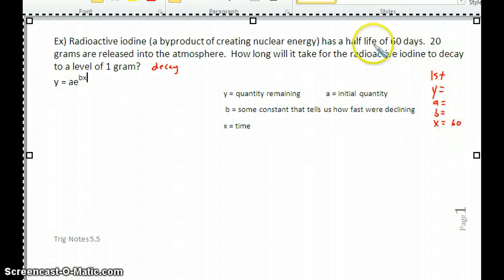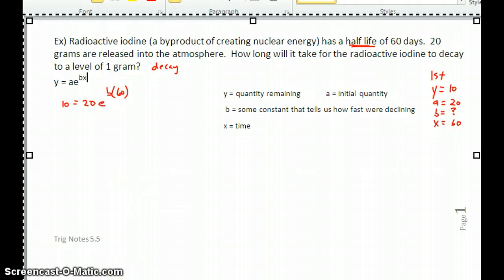So time is 60. I have 20 grams that are released into the atmosphere, so that's what I start with. I start with 20 grams. And because we're dealing with a half-life problem, if I start with 20, half of that in 60 days would be 10. So I have to actually calculate what the half-life would be. So again, this would have to be half. And then finally, I can find how fast it's decaying, and that's what I'm trying to find, the B. So let's plug that into my formula. 10 equals 20 E raised to the B times 60.